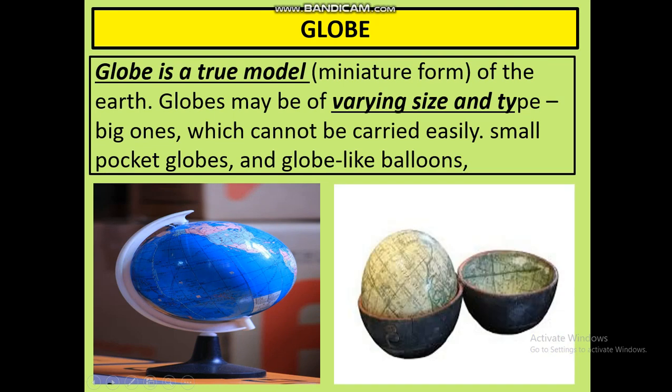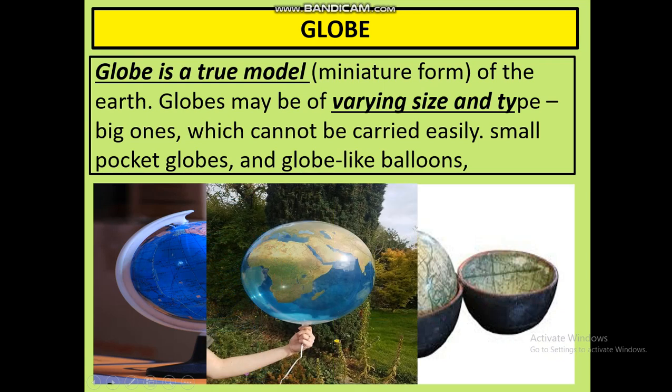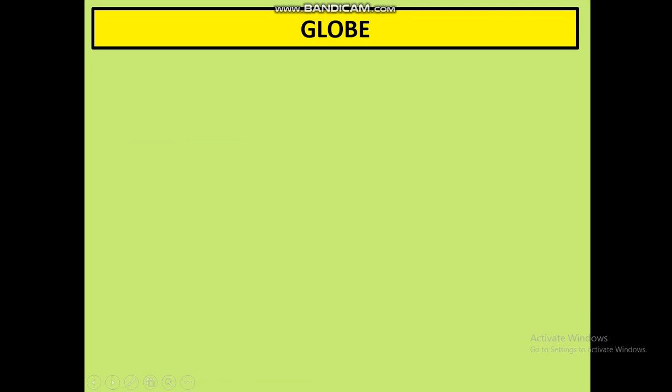Now there are pocket globes also. You can cover it or uncover it, and you can easily carry them in your bags, in your pocket, and you can also use it as a resource to show it to your students. Next is globe like balloons. These are balloons which you can easily carry in your pockets, and you can fill it with air wherever you want to show these globes to your students or to your friends. So these are three types of globes. One is big globe, one is pocket globe, and one is balloon type globe.